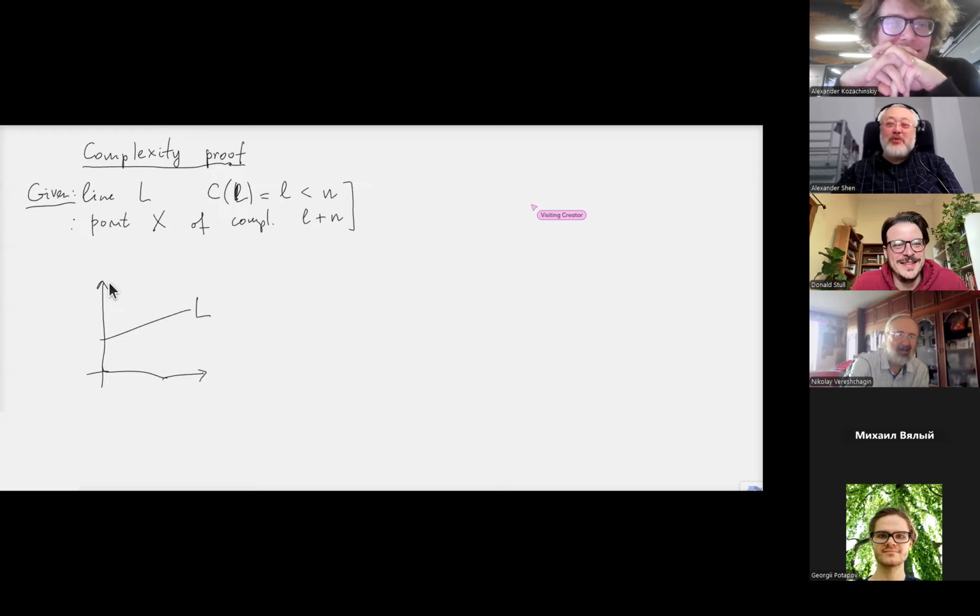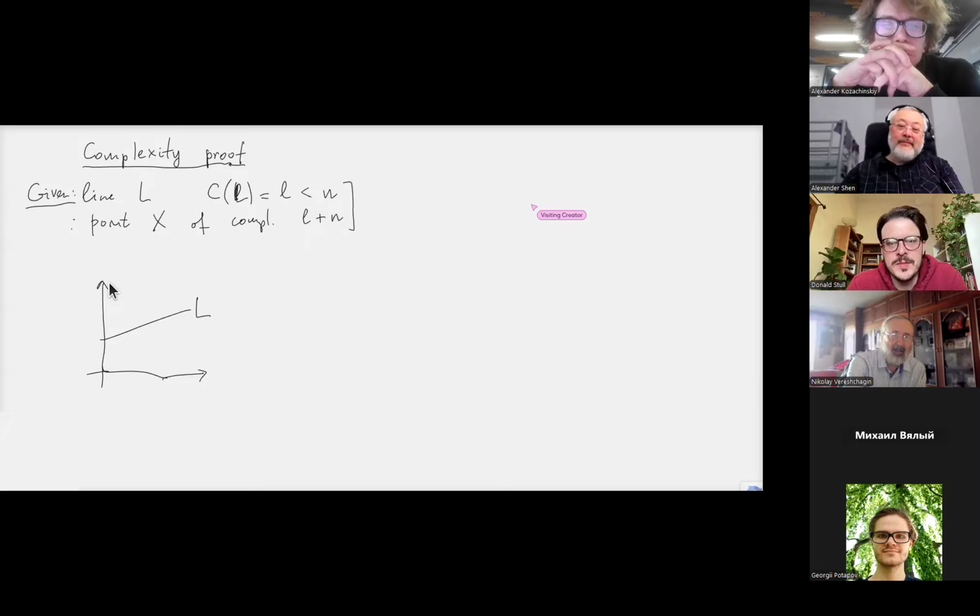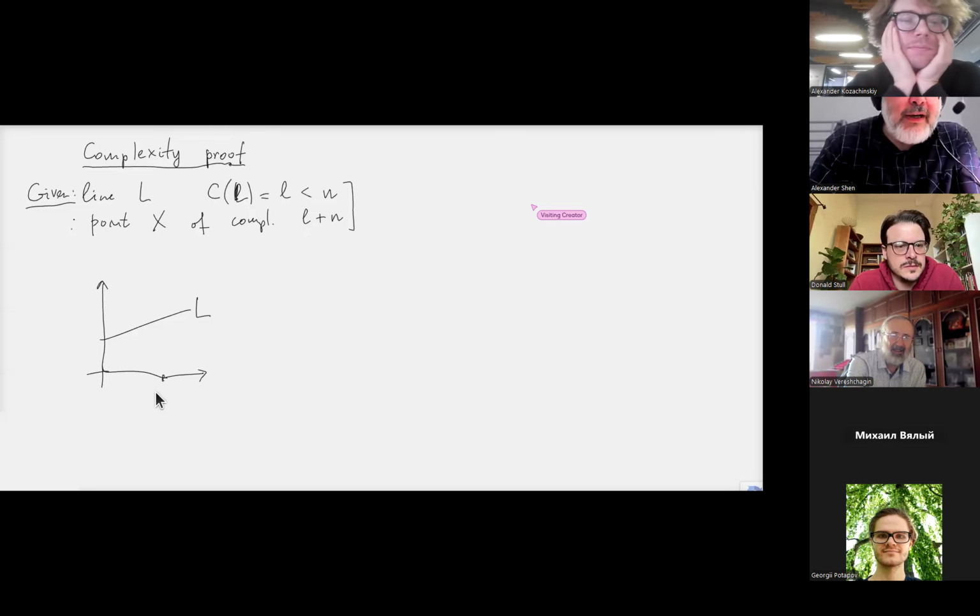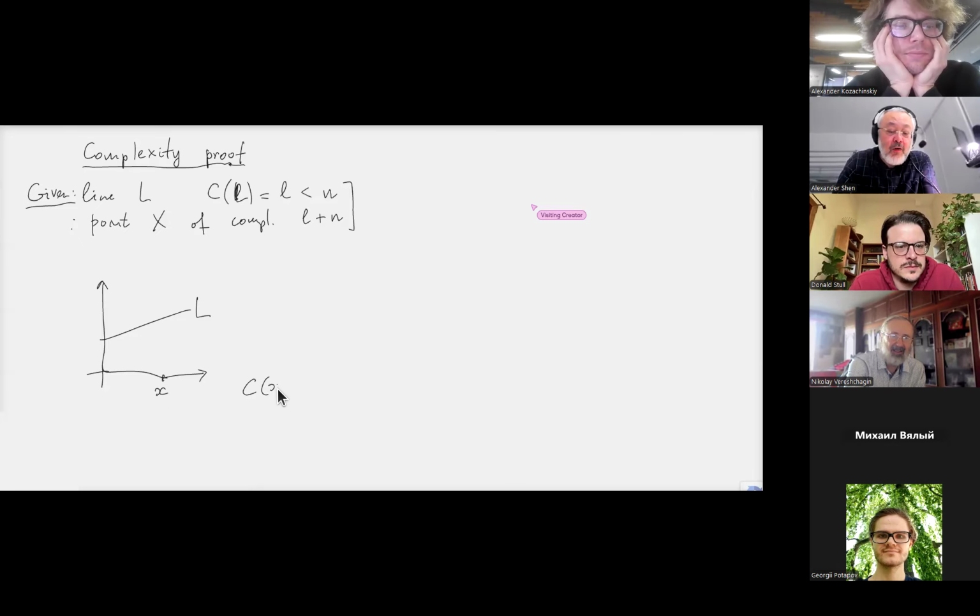So Kolya, what should we do? I think we should pick an x coordinate of highest complexity, that is n, and probably the point with that x coordinate has complexity L plus n. Okay, let's try this way. Let's take some coordinate of complexity n. But imagine that this coordinate has the same information as L itself. It is not good.